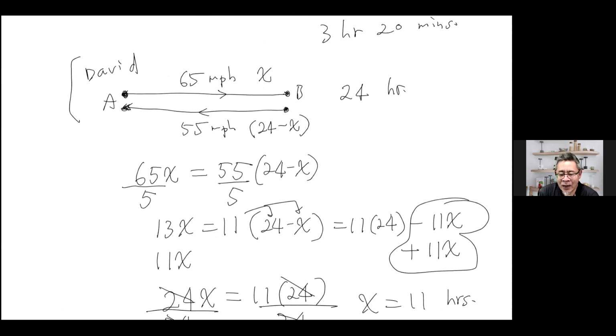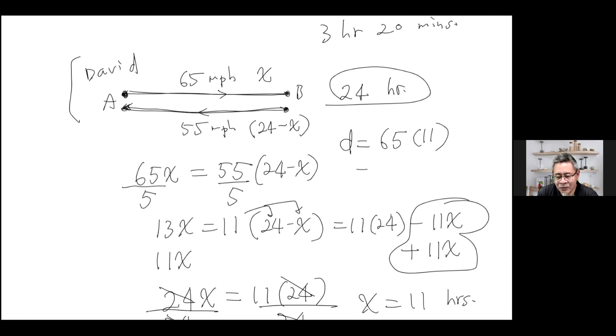Okay, but we're trying to figure out the distance. So for the distance, we can either use this or use that. It really doesn't matter. If we use the top one, the distance will be 65 times X. Now X is 11, so that will give us 715. So we've got 715 miles.